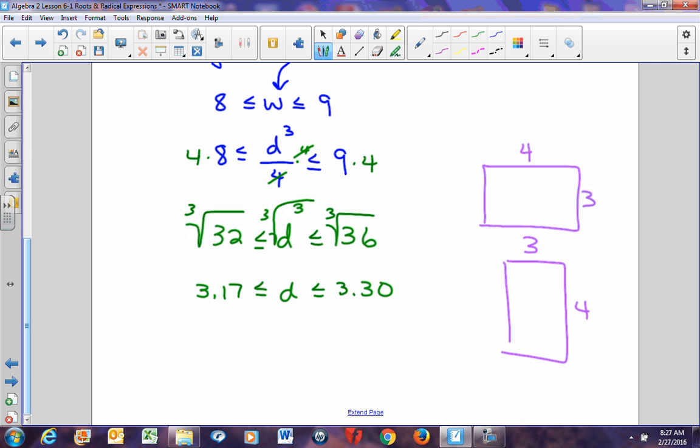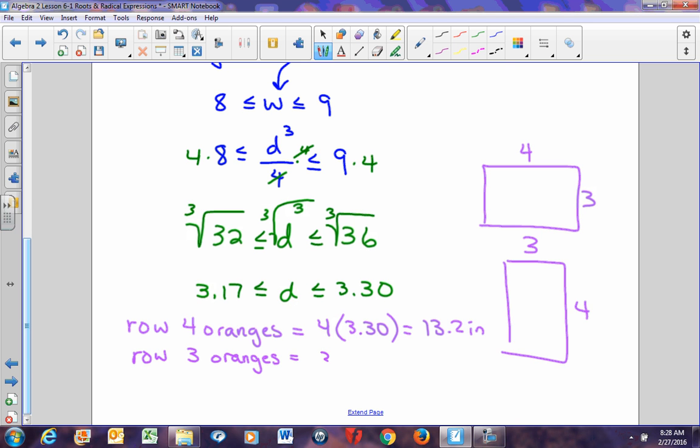So if I say I have a row that is 4 oranges long, that's going to be 4 times 3.30, which is 13.2 inches. And then I have a row of 3 oranges, which is 3 times 3.30, which is going to be 9.9 inches.